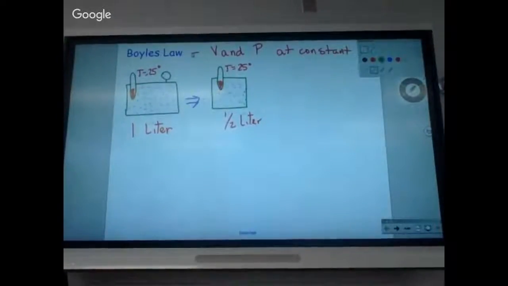All right. Now, the question becomes, what happens to the pressure if I shrink the container?